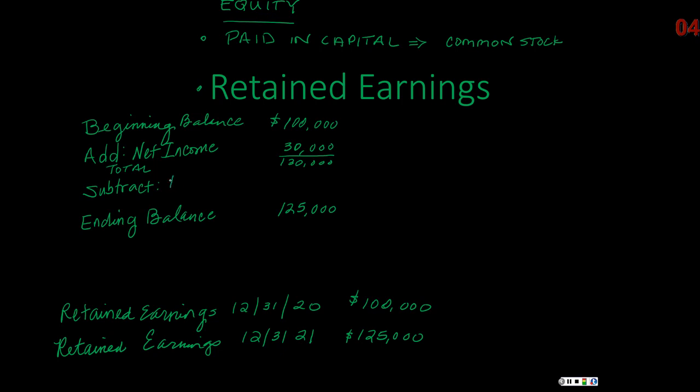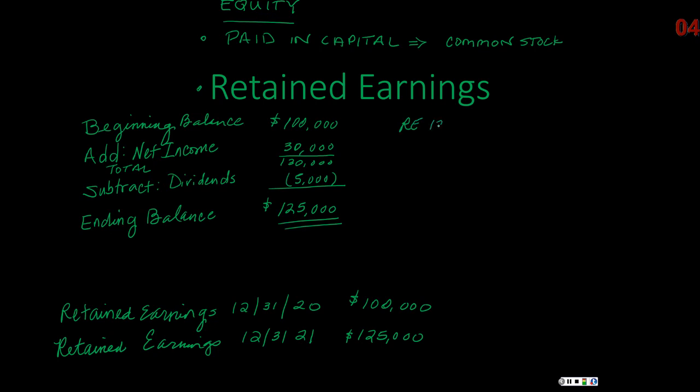What are we going to subtract? We're going to subtract dividends. Any dividends that have been paid out. And in this case, to make my problem work, I'm going to say $5,000 was paid out in dividends, so that leaves us a new ending balance of $125,000.